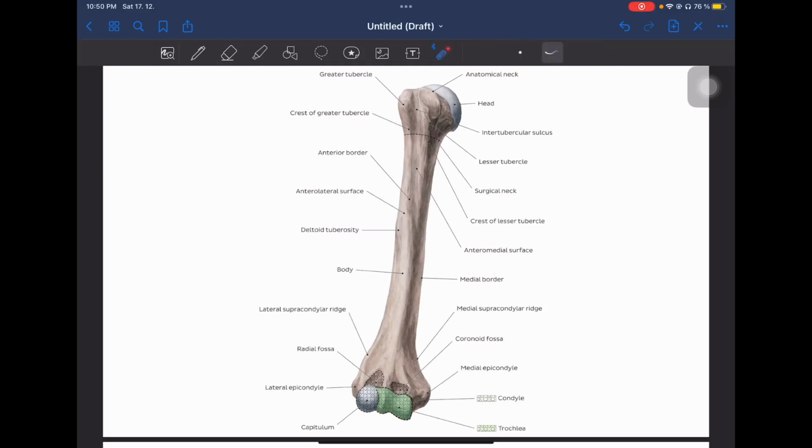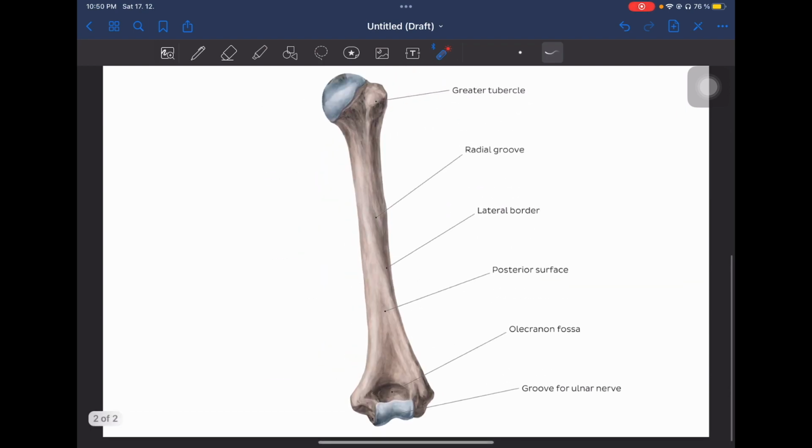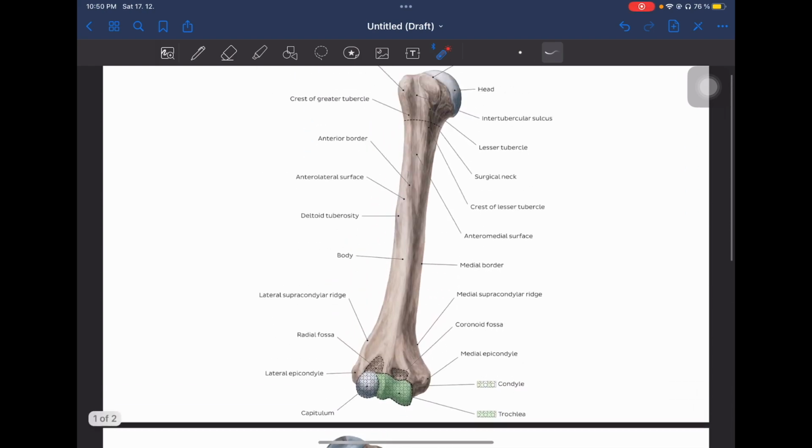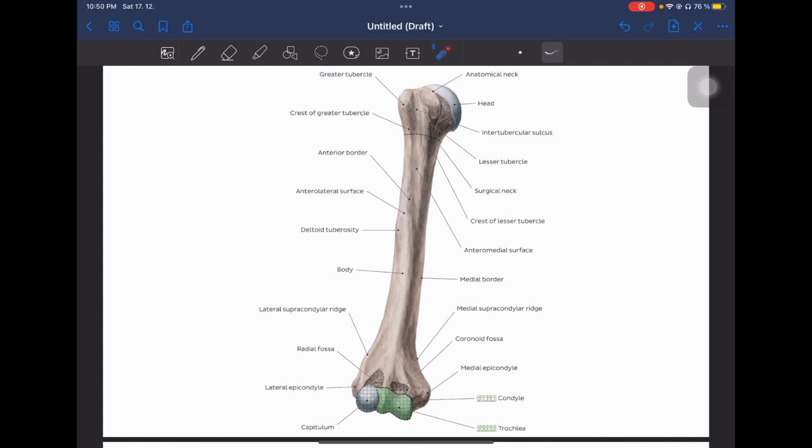Welcome to another video. In this video, we're gonna talk about bony landmarks of humerus. So let's start. This is the anterior part of the humerus, and this is the posterior part of the humerus. From the posterior side, we can see this side of the humerus, and from anterior side, we can see this part. We're gonna start by head of humerus.